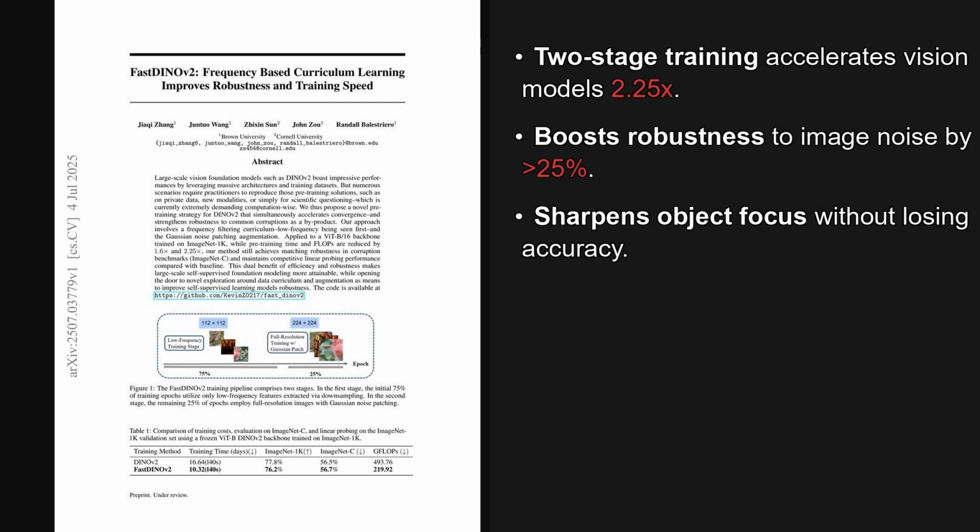So to wrap things up, what we've seen across all these results is that this two-stage, frequency-based training really pays off. FastDINOv2 manages to dramatically cut down training time and the total computation, those giga floating point operations, while making the model much more robust to high-frequency noise. And it achieves this without hurting performance on clean images. It's a powerful demonstration that robustness can be intentionally designed, not just a byproduct of massive scale.